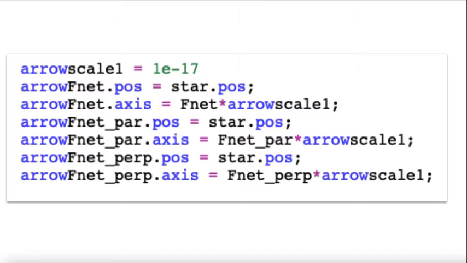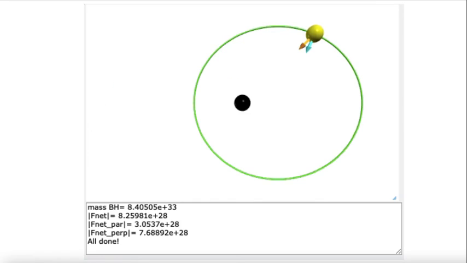Next, we want to adjust the arrows so that they follow along with the net force, the parallel, and the perpendicular components. So here we have our final trajectory. You can see the different components in the arrows. Our mass of the black hole is equal to 8.5 times 10 to the 33 kilograms, and our net force is equal to 8.25 times 10 to the 28th newtons, and you can see the parallel and perpendicular components broken down.